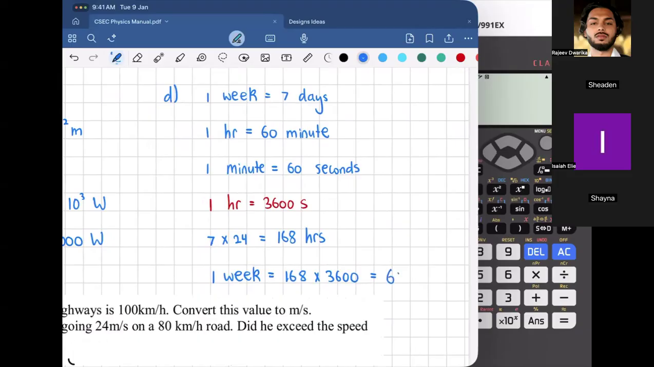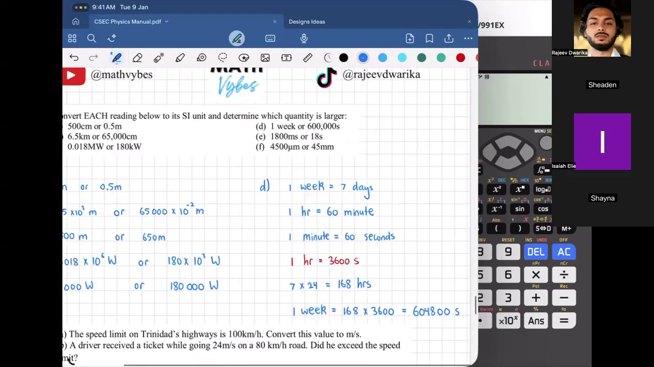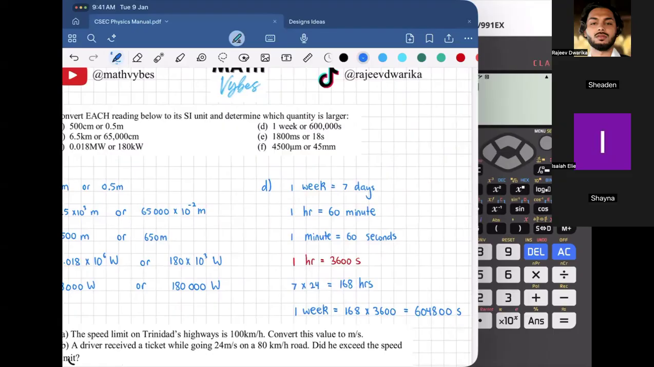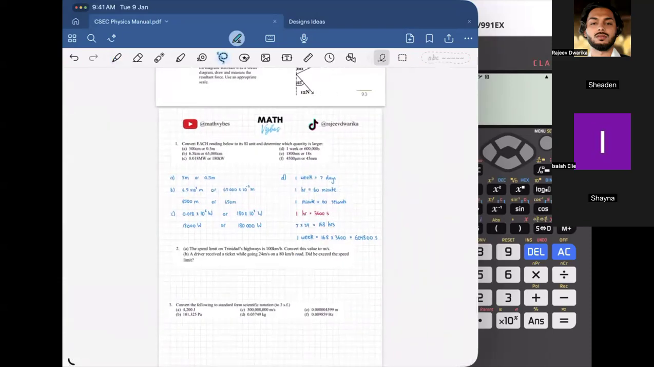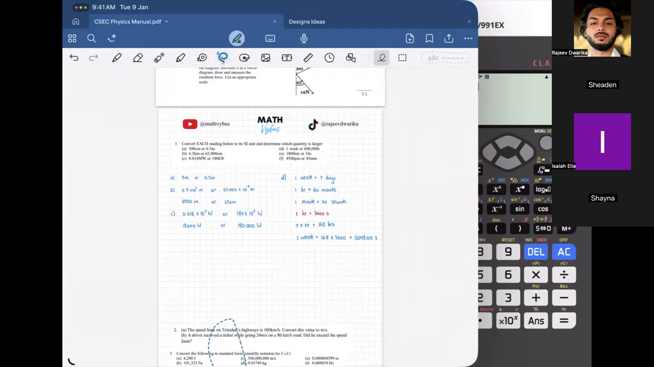So this is what we get, and that'll be seconds. So which quantity is larger? 1 week or 600,000 seconds? 1 week. Right, 1 week. Shay, are you there? Yes, sir.